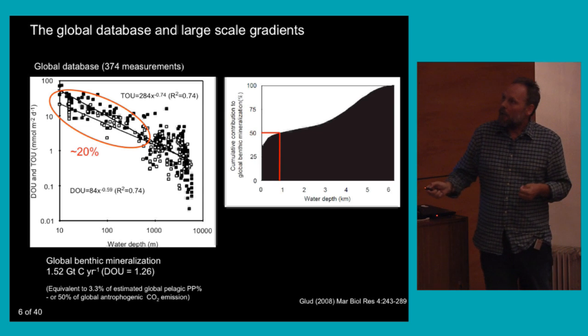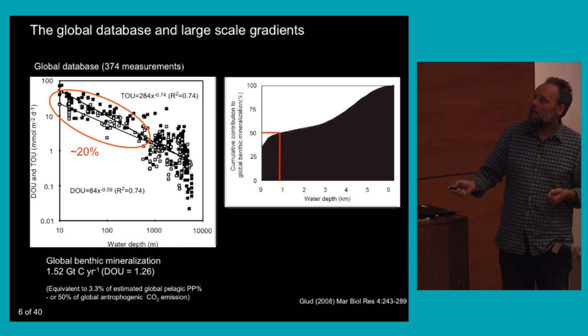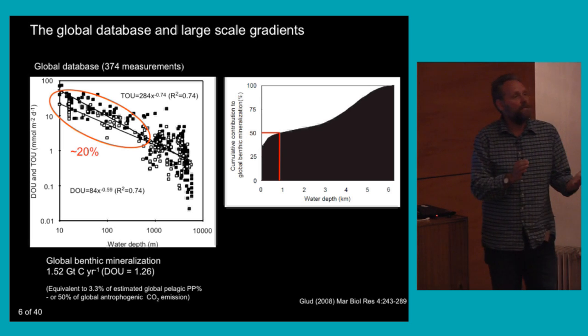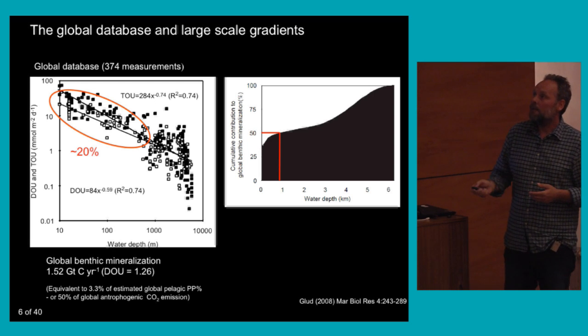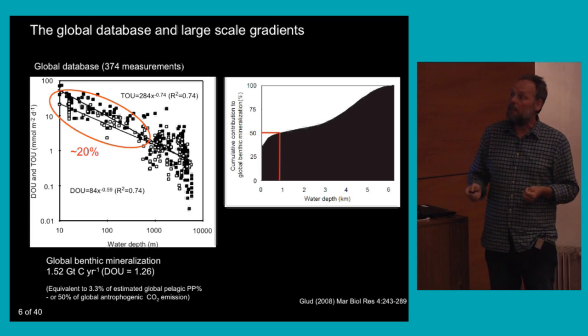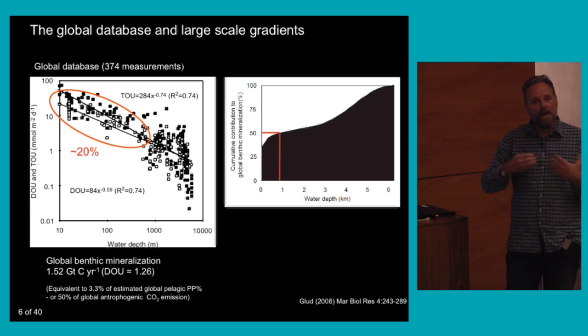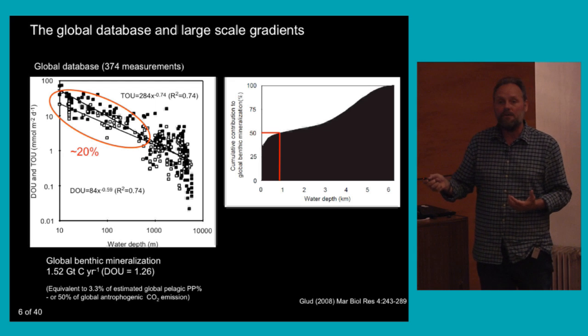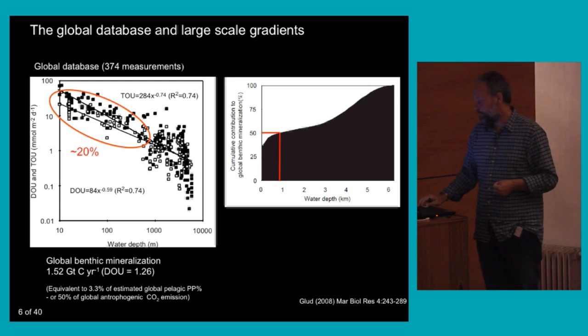We can plot the oxygen uptake rate or the CO2 oxidation rate versus the water depth in a cumulative fashion, and we can see which parts of the oceans are responsible for this turnover. When we take 1 kilometer, roughly 50% is turned over at water depth shallower than 1 kilometer, and roughly 50% at deeper depth. So even though we have very low activity in the deep sea, because of the vast extents of the deep sea, it contributes significantly to the global turnover of carbon in the ocean.